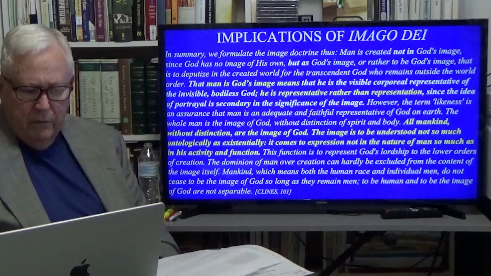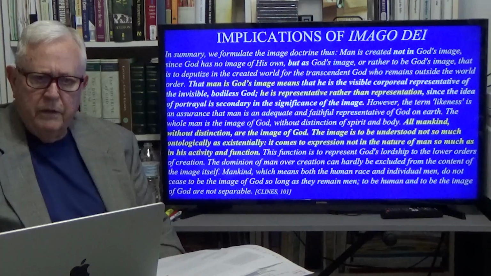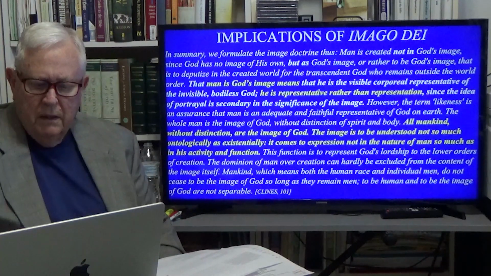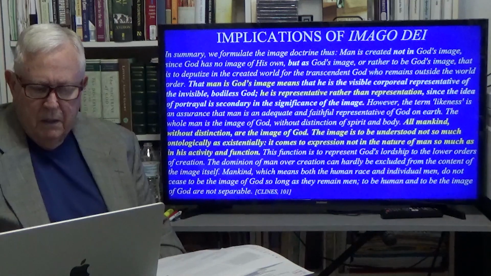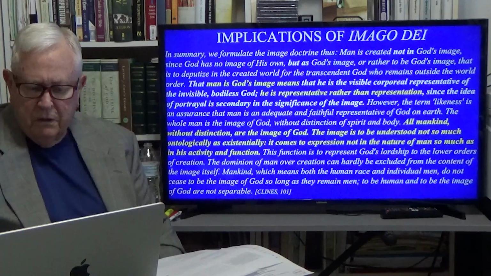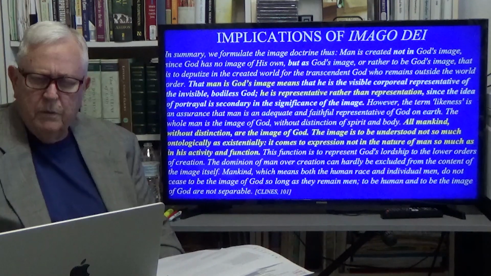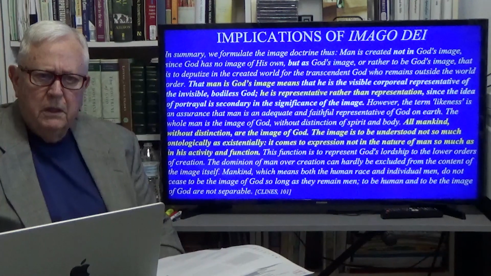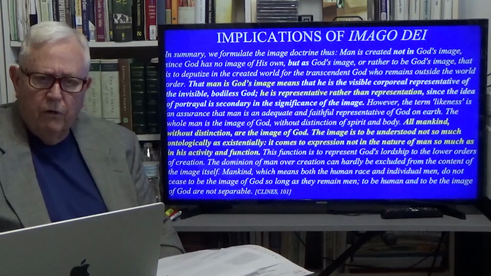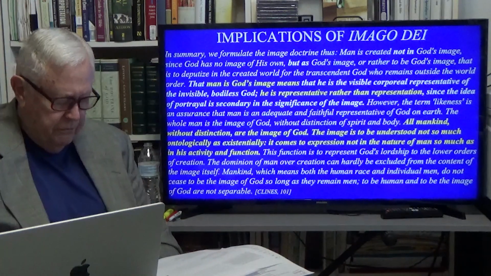Now, all mankind, without distinction, are the image of God. No matter who it is, anybody that's born is in the image of God. The image is to be understood not so much ontologically as existentially. What that means is it's an expression of how God images himself in terms of transferring that to a human being. We think, we feel, we choose, and we can glorify God by our choices, or we can be against God by our choices. And the scriptures reflect both of those things.